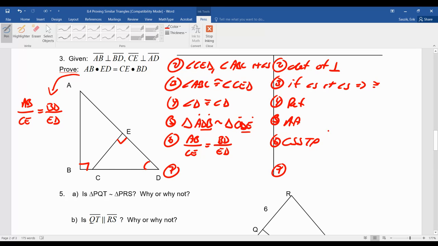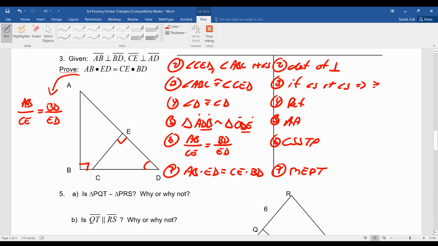Okay, and what we write down here is CSSTP. What does that stand for? Well, if you think for a second, I hope you can figure it out. Corresponding sides of similar triangles are proportional. And then there's just one more step, and that's the conclusion. And there we go.